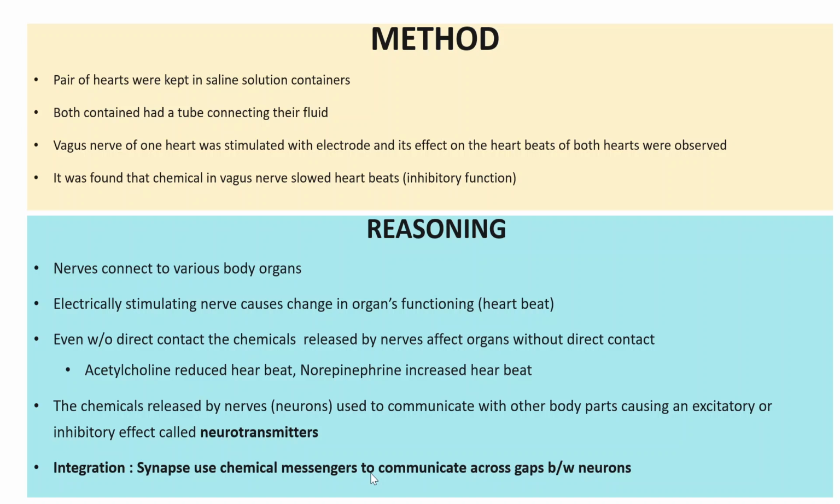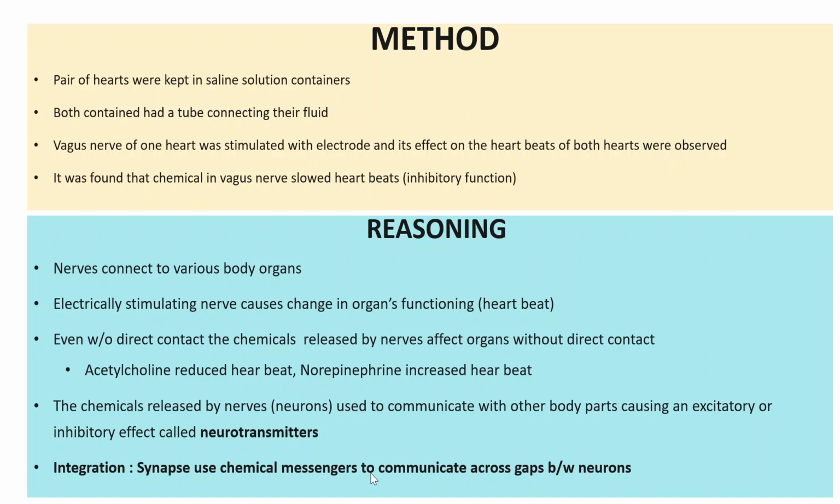So nerves do not have to be physically connected to a certain body part. They can send a signal through chemicals. Those chemicals are neurotransmitters, and those neurotransmitters can have an excitatory or inhibitory effect. Okay, and integrating all of that, we came to the conclusion that the synapse, the gap between two neurons, uses chemical messengers to communicate across neurons on a micro level.